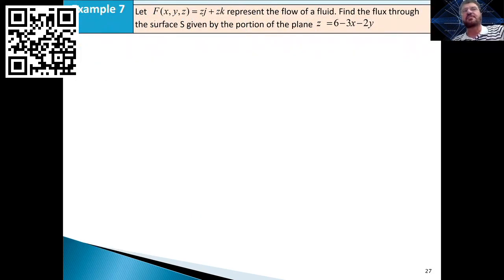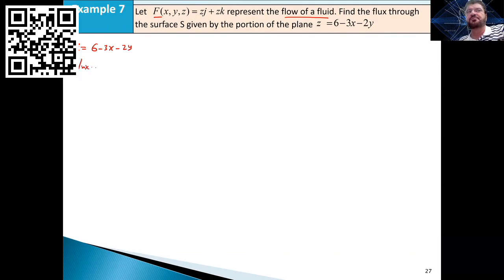Let's suppose that F represents the flow of the fluid, which means the velocity force. Find the flux through the surface S given by the portion of this plane. Okay, we have this plane, guys. We have z equal to 6 minus 3x minus 2y. The first thing I would do, guys, is write down the formula.